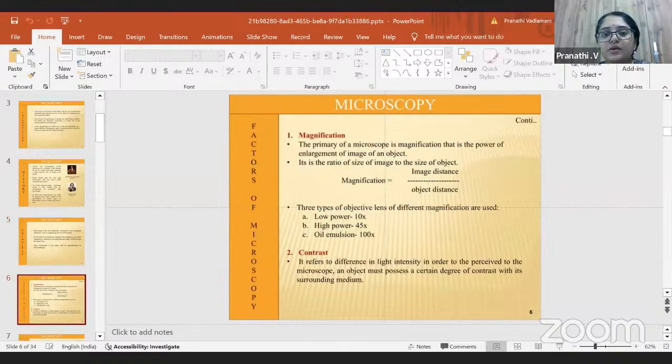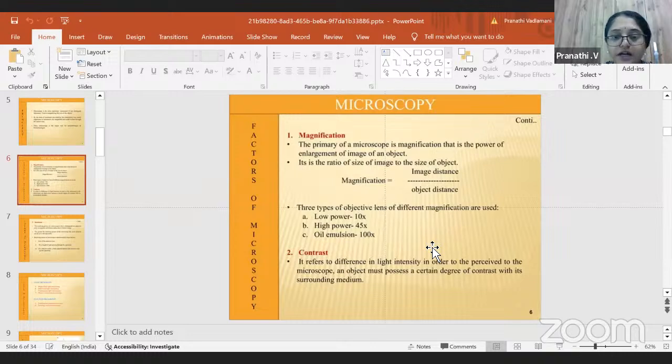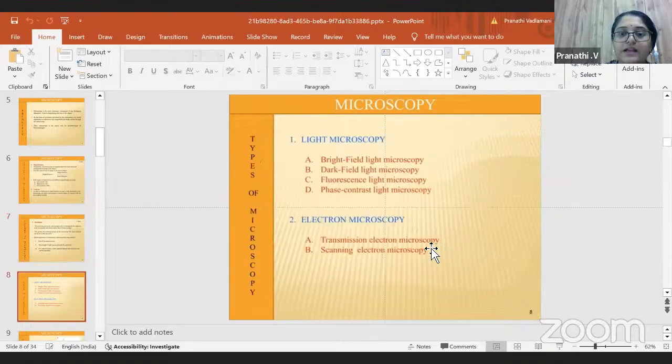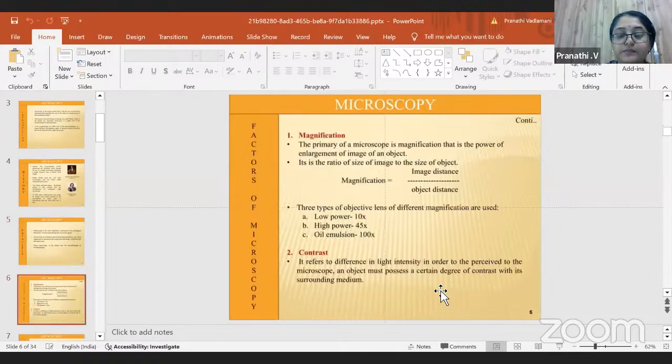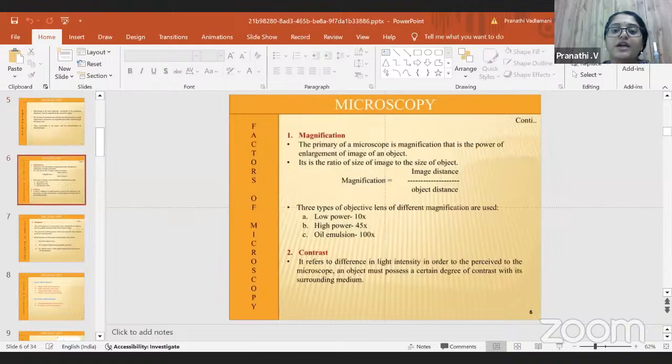So what are the factors that are present in the microscopes? You have the magnification, you have contrast, that is how much bigger you can make the image. And then you have how you are going to see in different light, according to the different intensity of the light, how the image is visible, and what the resolution power is. And then you have different kinds of microscopes that are present. I'll come to that again in a minute. Today I will just talk about the magnification.